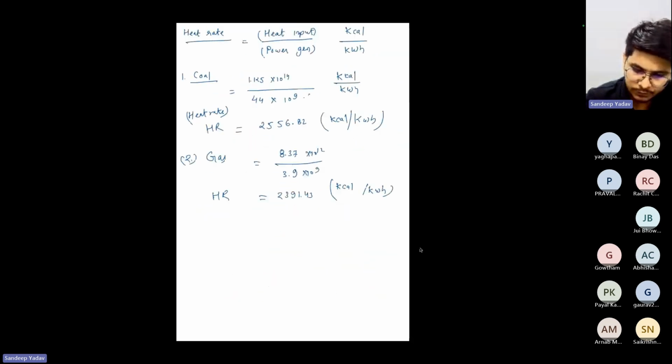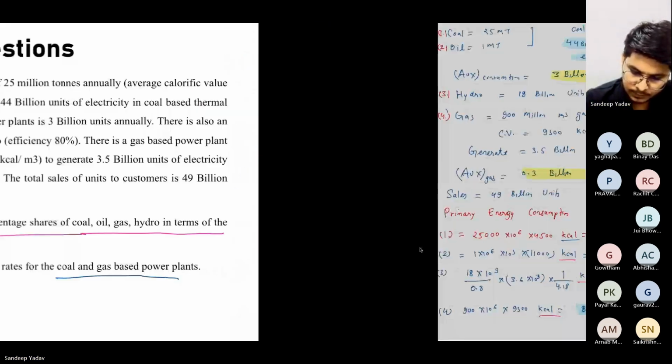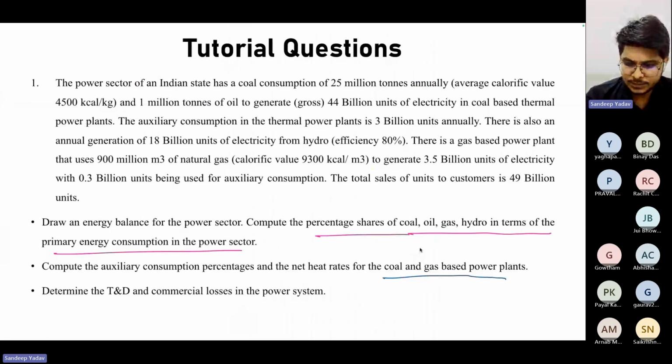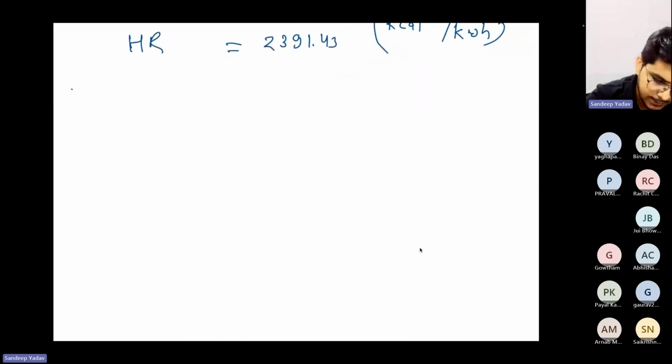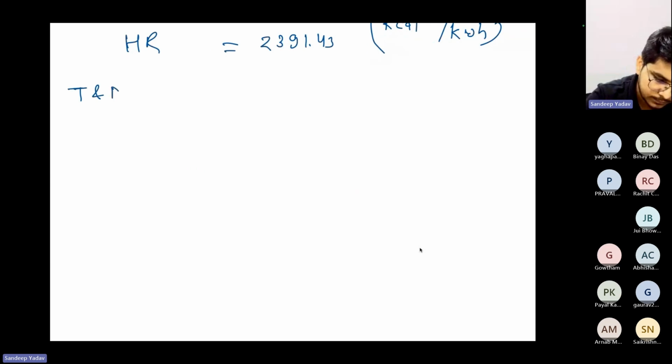Now let's move ahead. What is the way to determine the transmission, the distribution, and the commercial losses in the power plant? That's very easy. Now we are just calculating the T&D losses, T&D and commercial losses. So all the things we have calculated.